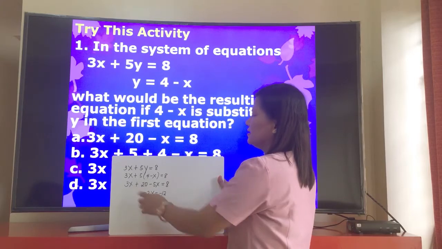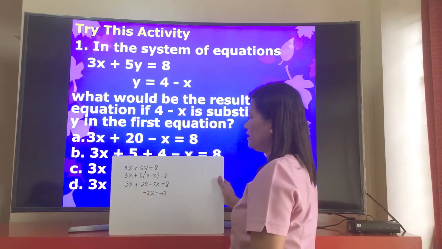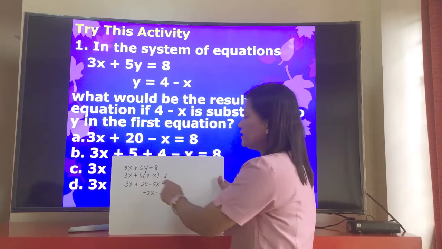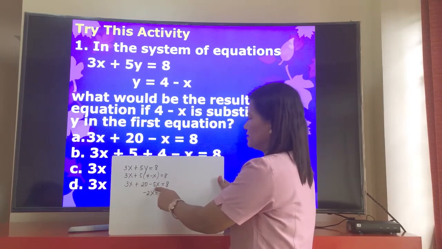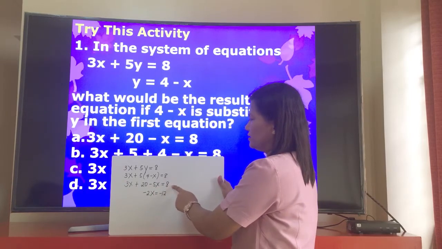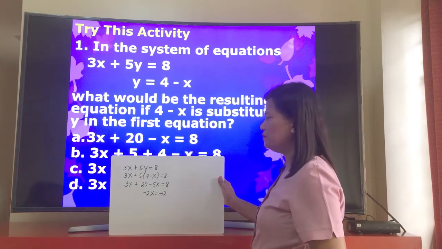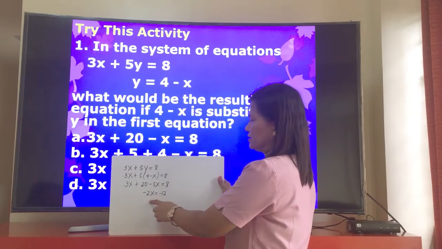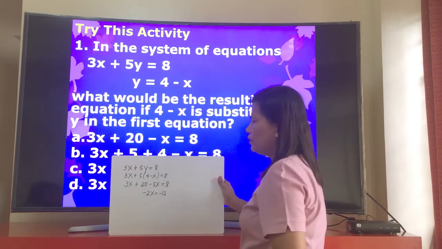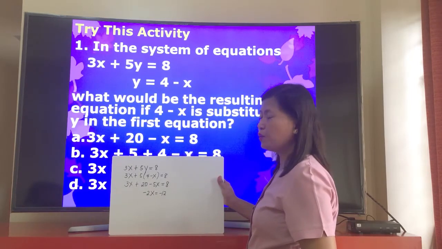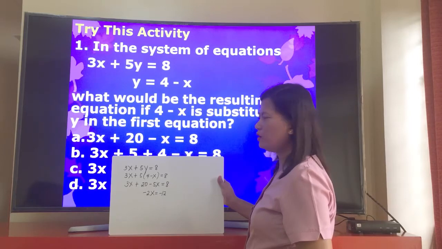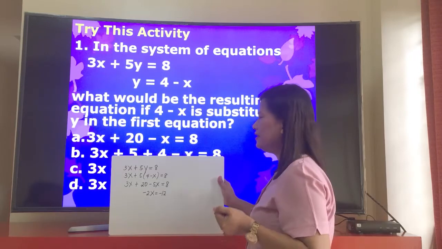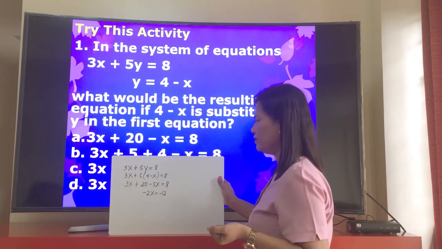Copy 3x, apply the distributive property. 5 times 4 is 20. 5 times negative x is negative 5x. So this is equal to 8. Combining similar terms, 3x minus 5x is negative 2x. We added negative 20 to both sides of the equation. So 8 plus negative 20 is negative 12.